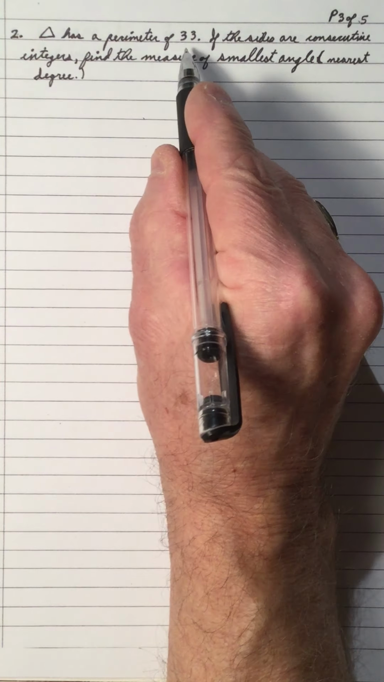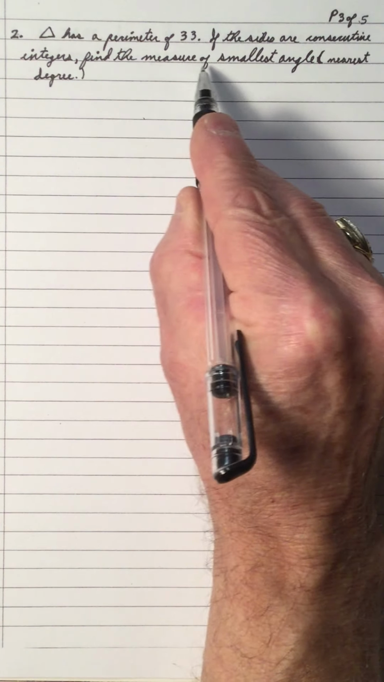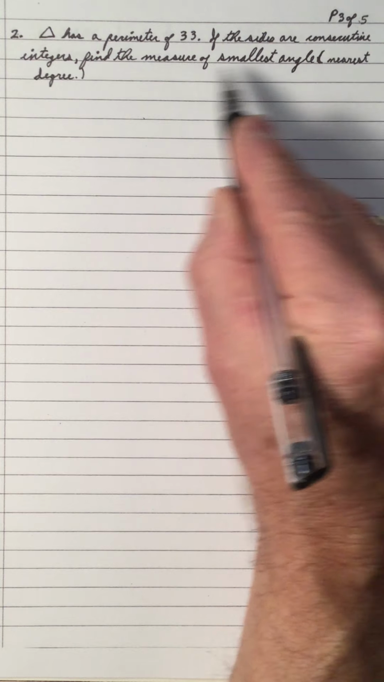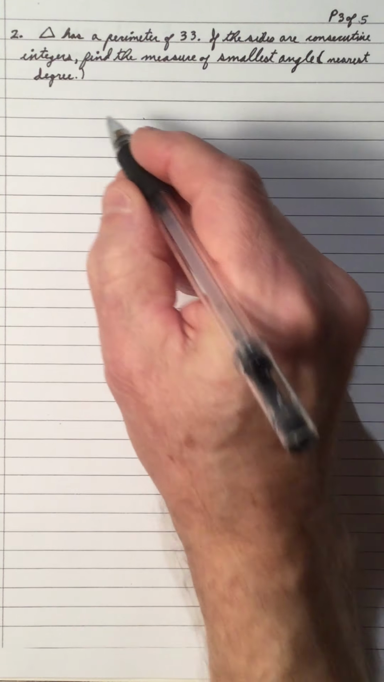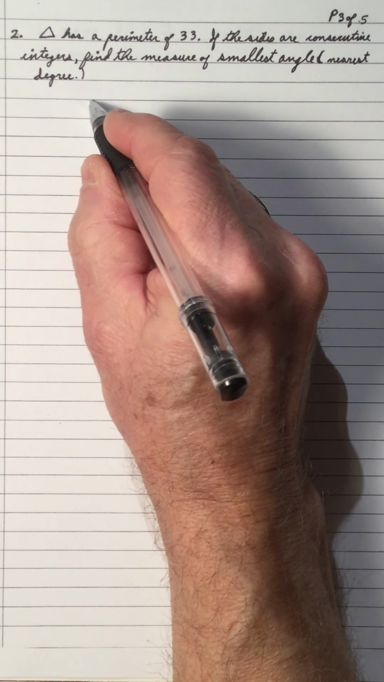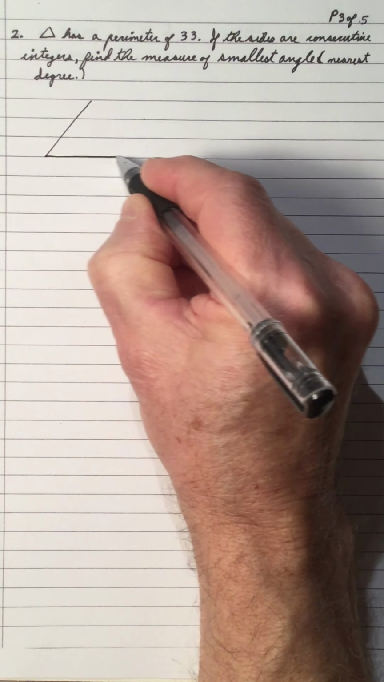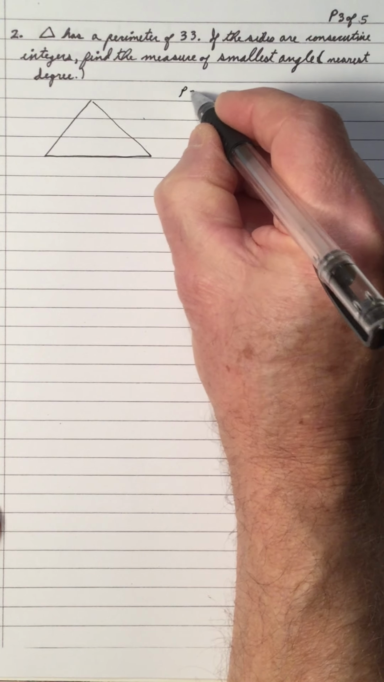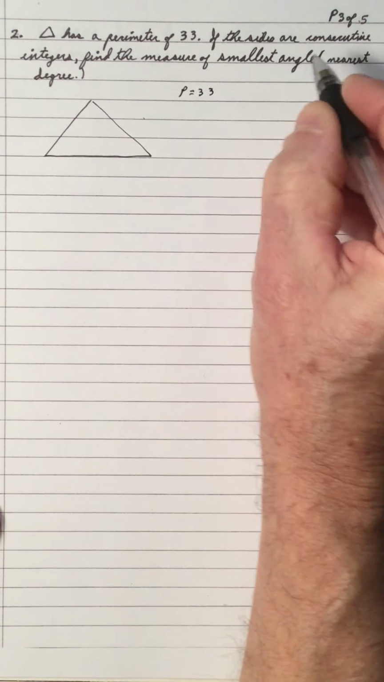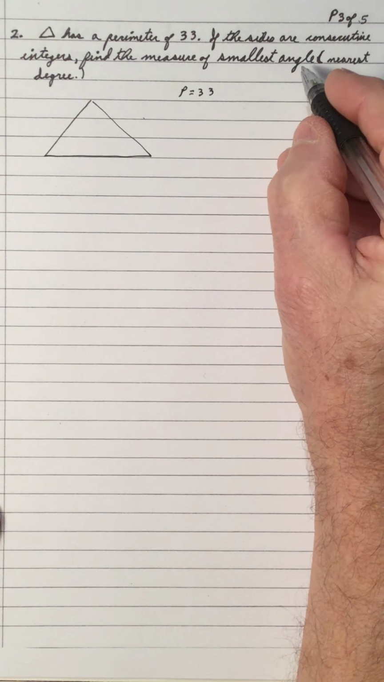A triangle has a perimeter of 33. If the sides of the triangle are consecutive integers, find the measure of the smallest angle. Find the measure to the nearest degree. So let's see what we have. We have a triangle. We're given the perimeter, and we're given consecutive sides.